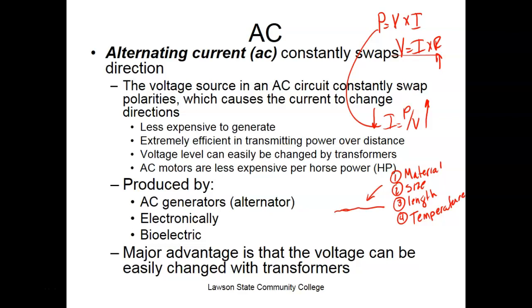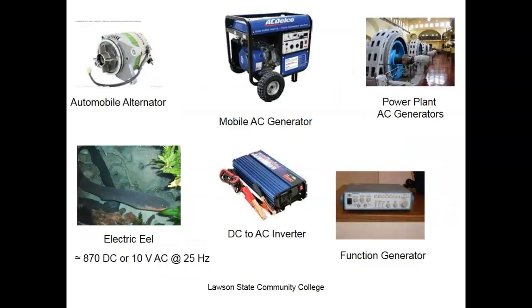So AC generators, we can do it electronically, or we can do it with bioelectrics, right? So automobile alternators, which used to be generators, but when automobiles first came out, they used DC generators, and DC generators by default try to generate AC. I think y'all have all seen the magnet thing over here. Yes, no? Well, we'll do it. Let me pause this.